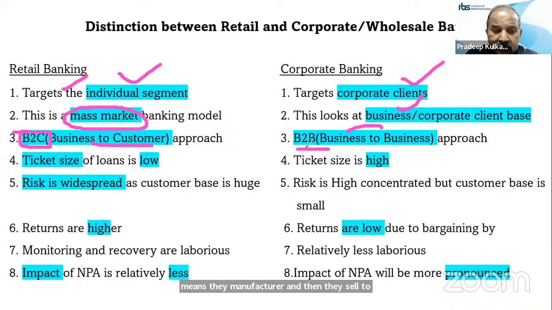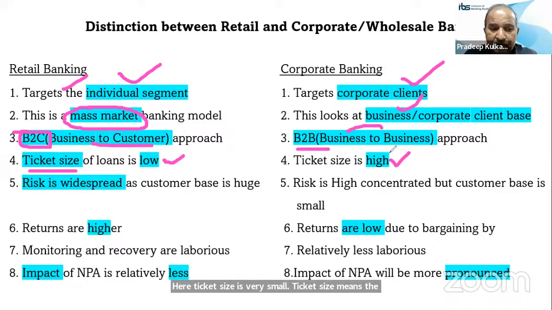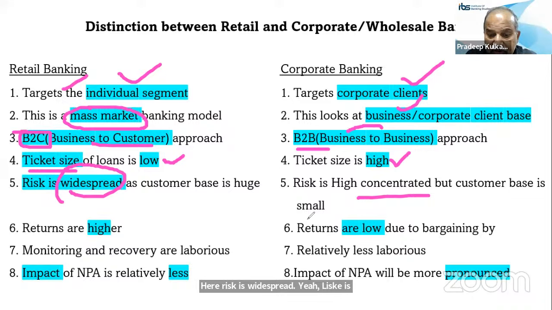Such kind of customers are being addressed in corporate banking. In retail, ticket size is very small. Ticket size means the quantum of loan. In corporate, ticket size is very big. In retail, risk is widespread; in corporate, risk is concentrated. At the same time, the customer base is small. In retail, returns are higher; in corporate, returns are low due to bargaining and concessions.